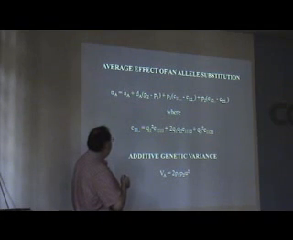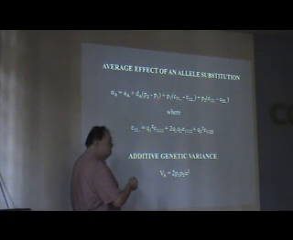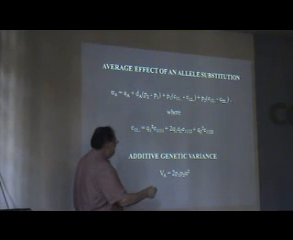So you can see that this part here is the ordinary quantitative genetic definition of the average effect of an allele substitution that everybody's familiar with. And what epistasis does is it adds on another term to it.